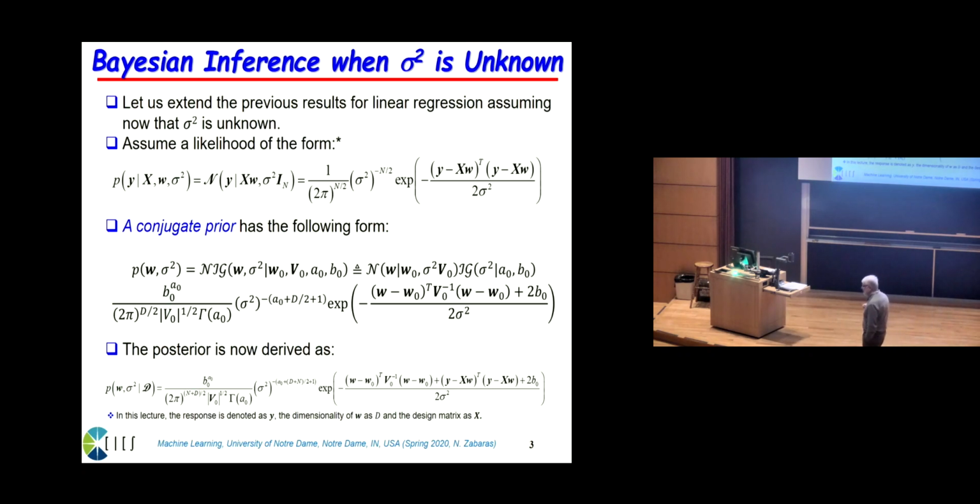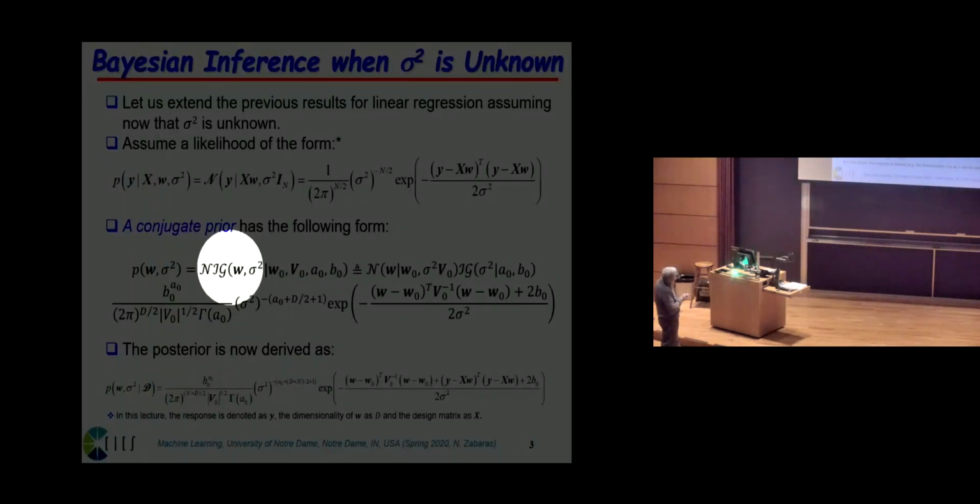Okay? I know you know about normal distribution. I want to believe you can search on Google about an inverse gamma distribution, but really the joint distribution of W and sigma square is a normal inverse gamma distribution that has all of these parameters. Okay? And what is a normal inverse gamma distribution?